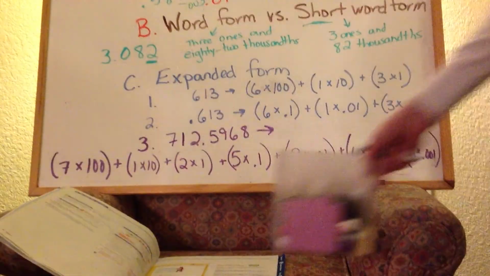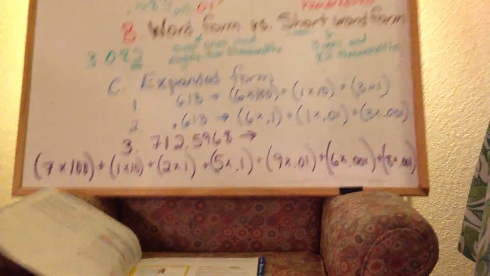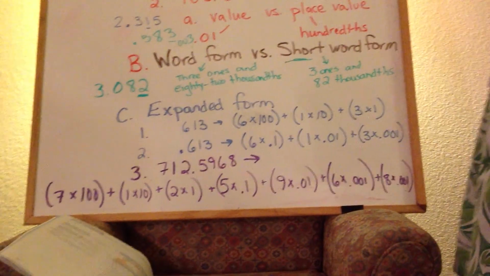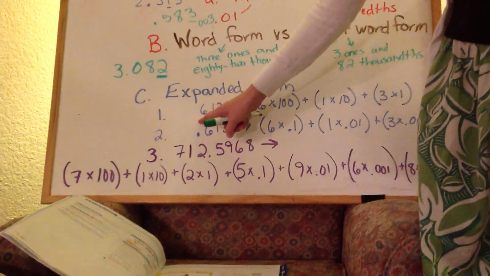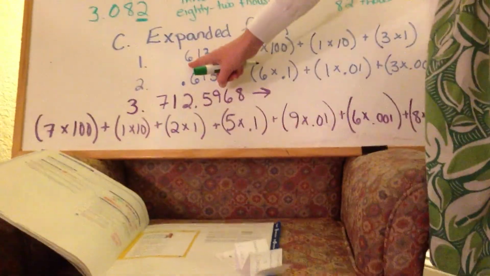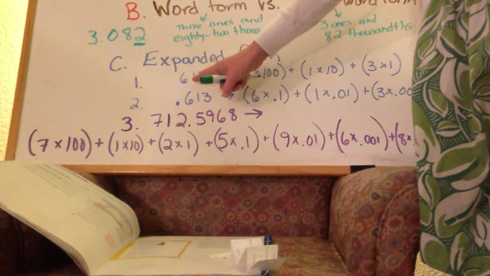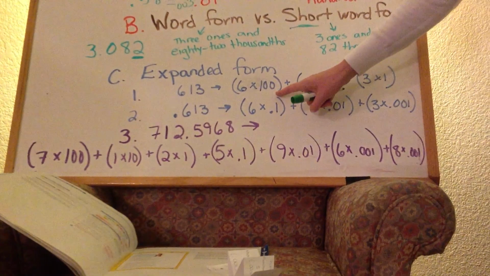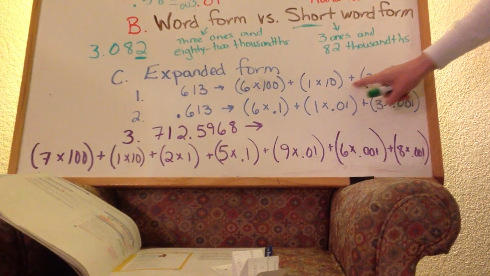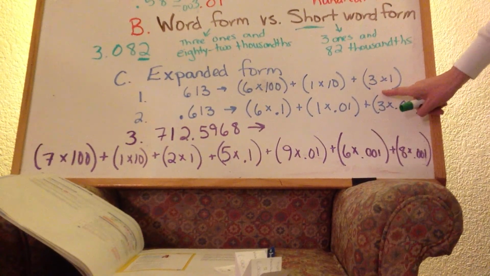The last thing we're going to talk about today is, again, expanded form. This is the 4th time we've done expanded form, so we're really good at it now. I want you to remember that expanded form for 613 means 600 plus 10, 6 times 100 plus 1 times 10 plus 3 times 1, because that's 600 plus 10 plus 3.